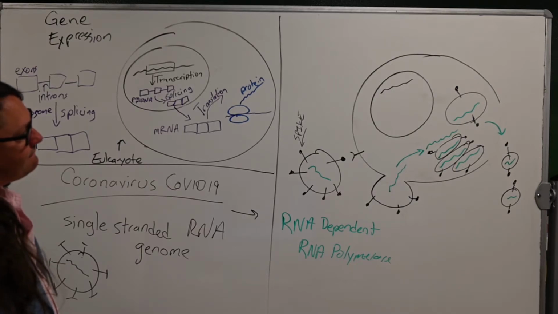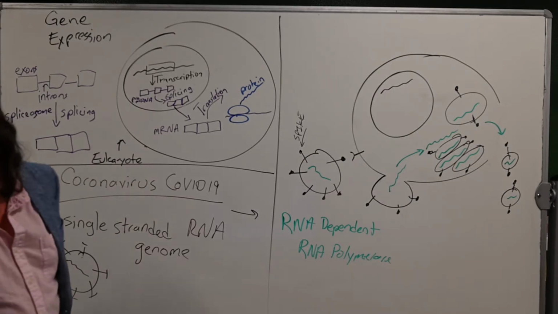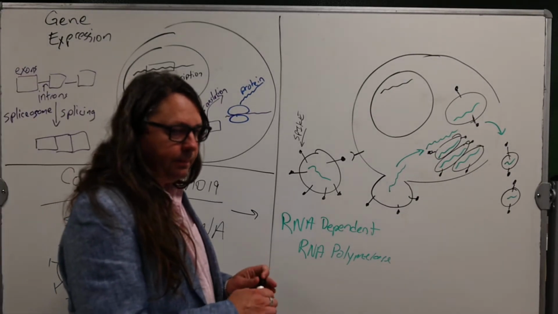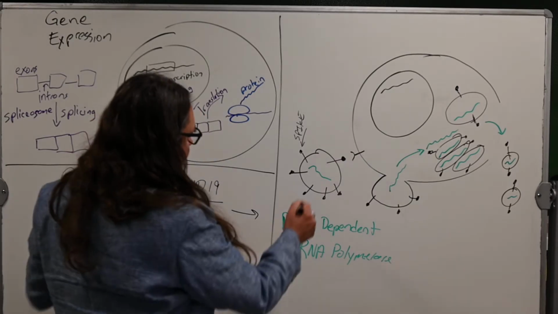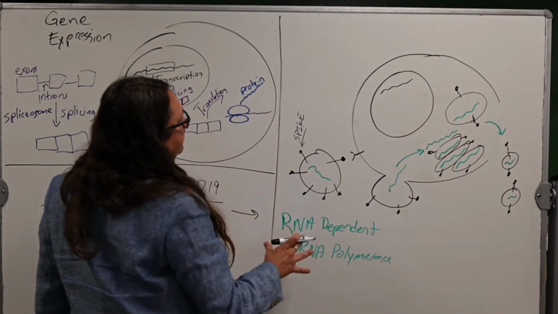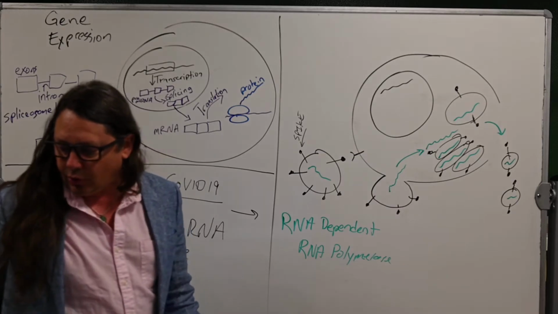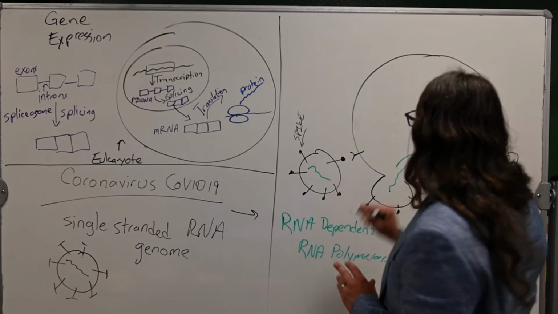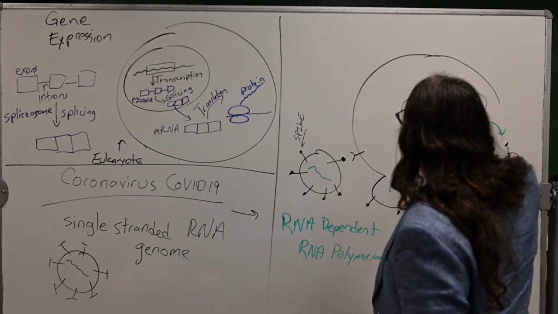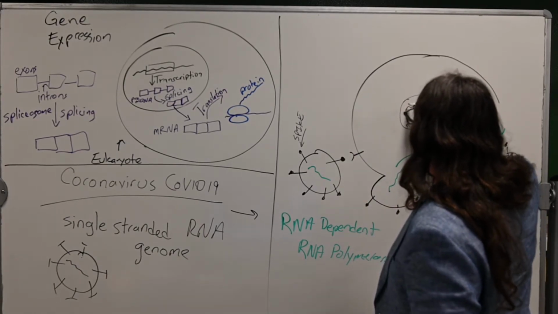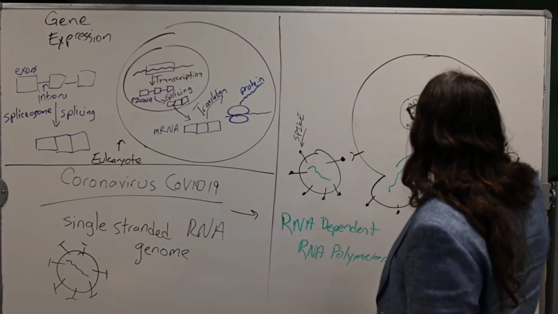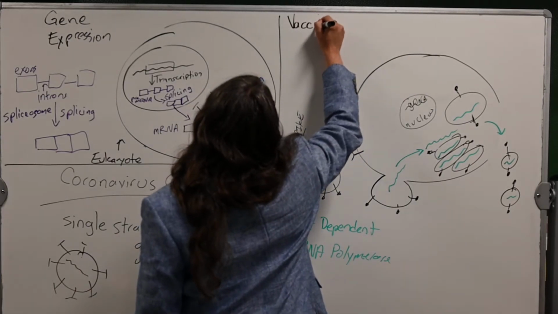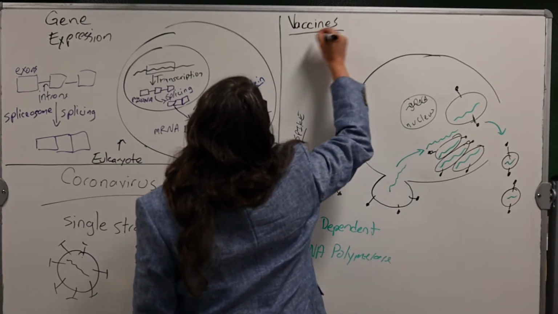So now let's talk about the Pfizer and Moderna vaccines. This is the natural way that things happen, and now we'll go another way. I'm going to make my nucleus smaller so I can use the same cell. There. So the vaccines. And this is just the Pfizer and Moderna.